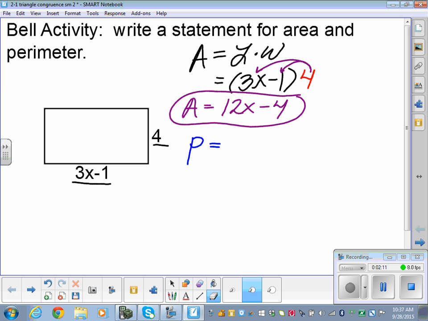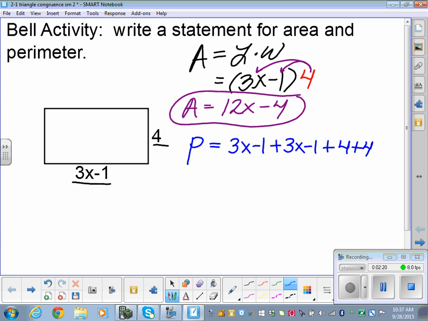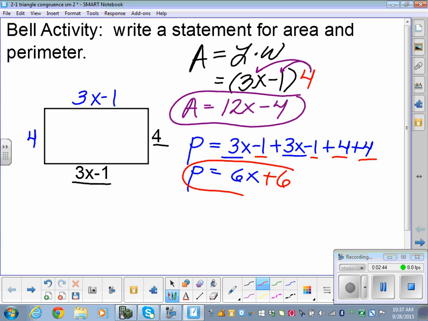So, we're adding up all the outside. So we're going to have 3x minus 1 plus 3x minus 1 plus 4 plus 4. Because this side's 4, so this side's 4. This side's 3x minus 1, so this side's 3x minus 1. Then we'll combine like terms. 3x's plus 3x's is how many x's? 6 x's. And then we have negative 1 minus 1, negative 2, plus 4, plus 4, which is 6. So perimeter is 6x plus 6. That's our statement for perimeter.